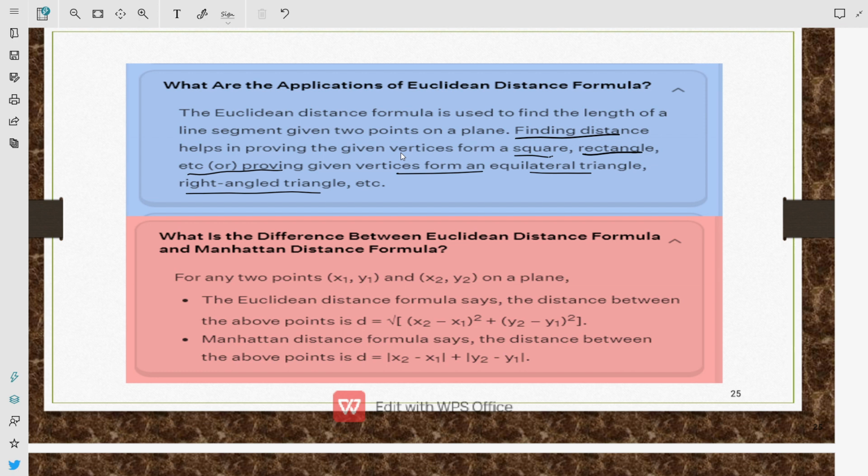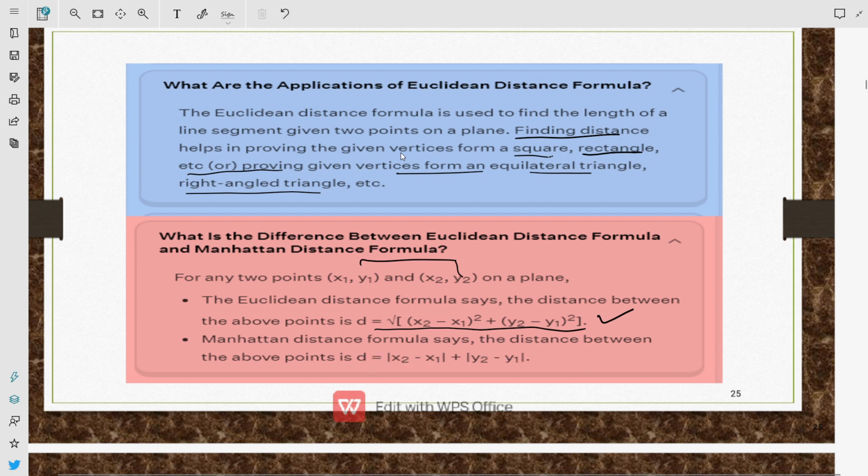Here, assume that we have two points. The Euclidean distance formula says that the distance between the above points is given by this formula for finding the Euclidean distance. But when we come to the Manhattan distance, it is computed like this. So this is the formula for it.